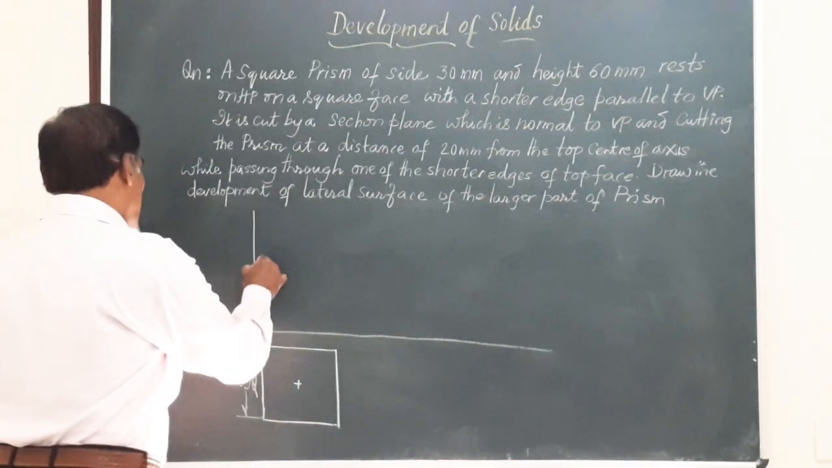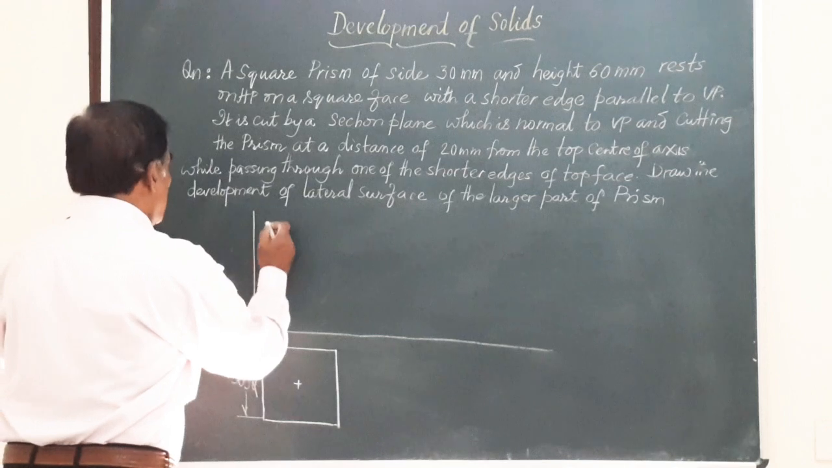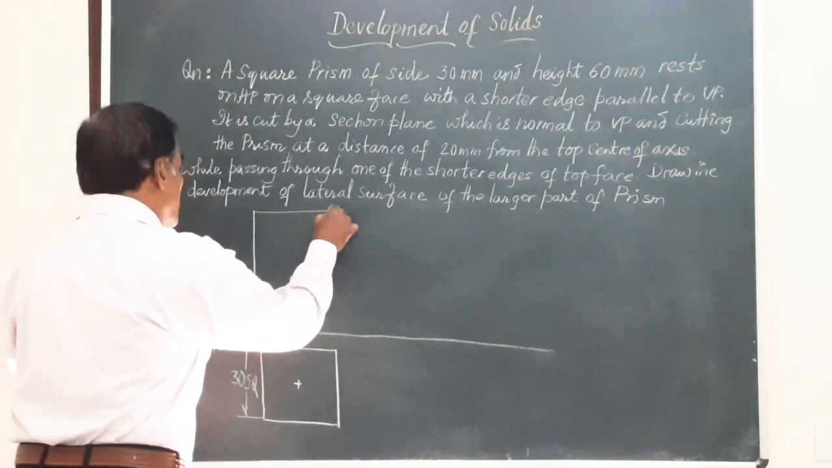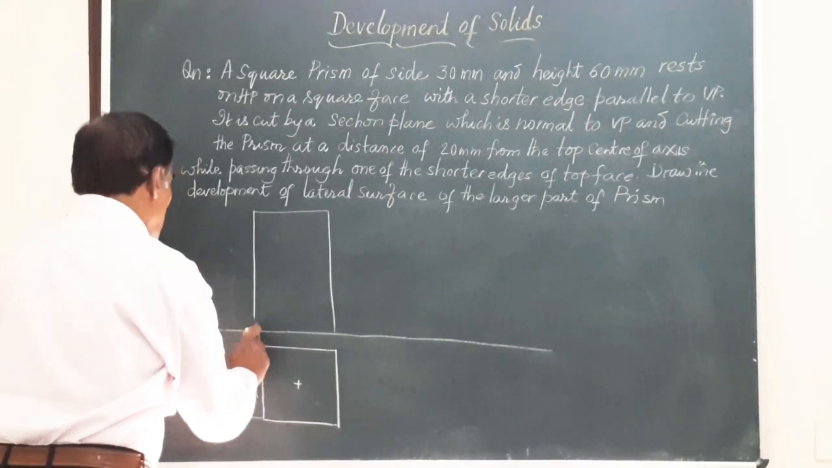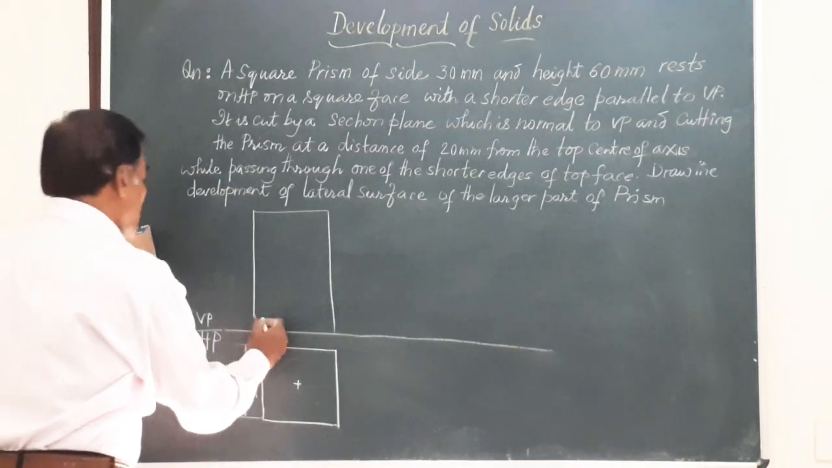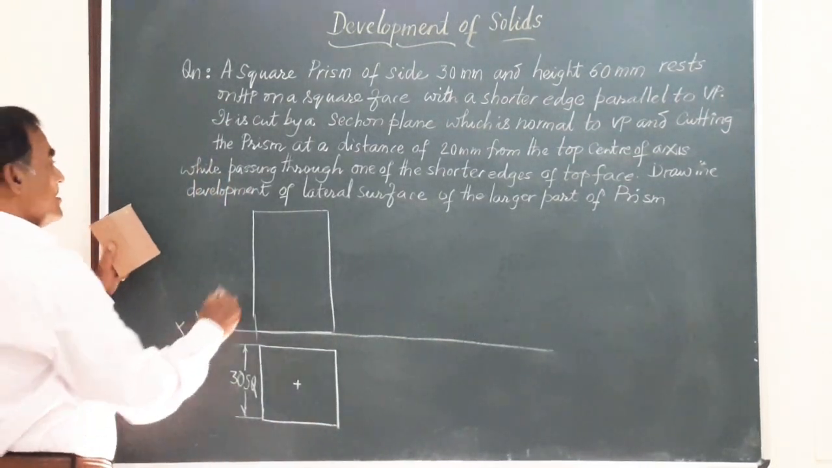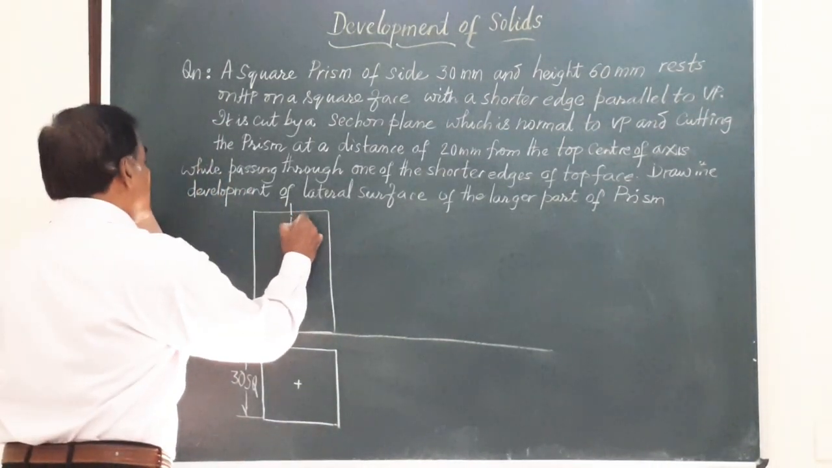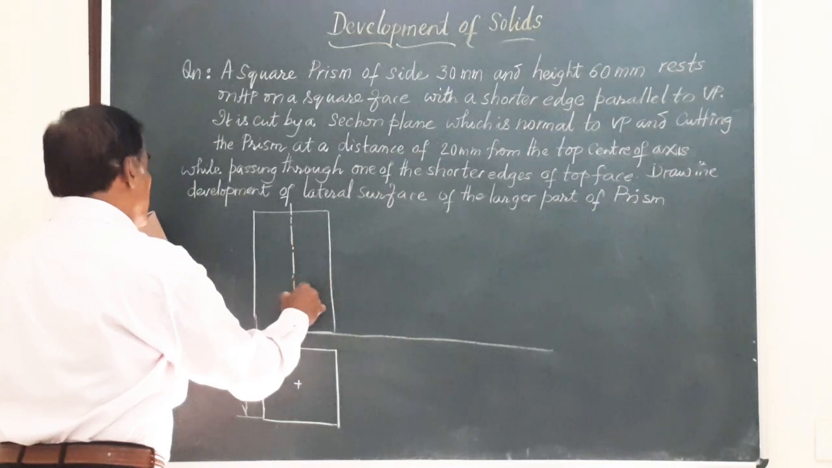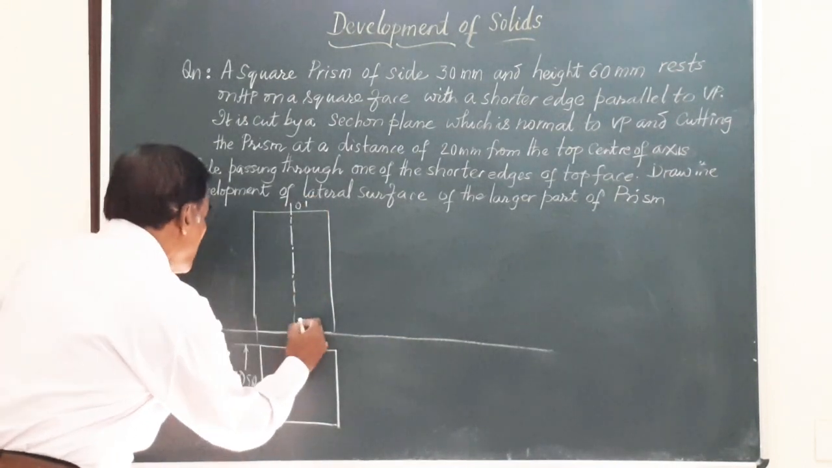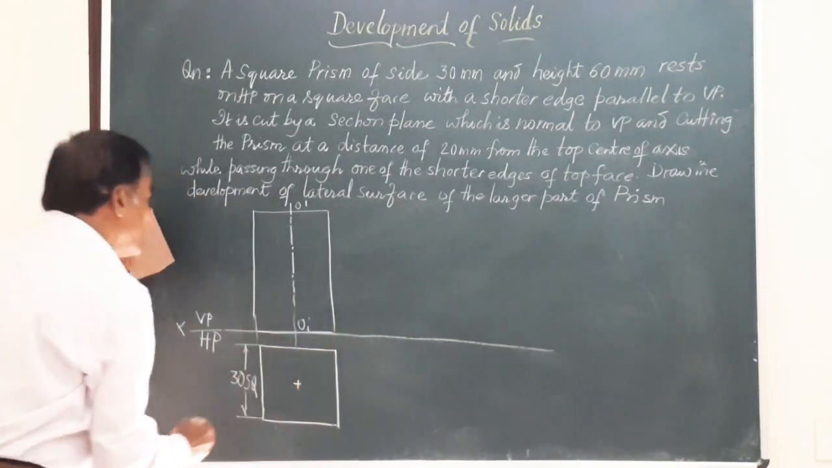and get the corresponding front view, which is going to be a rectangle having width equal to 30 mm and height equal to 60 mm. That's given in the problem. Let me mark the axis, the center of this as O dash, O1 dash. This is O dash, the center of the top face, O1 dash, bottom face.